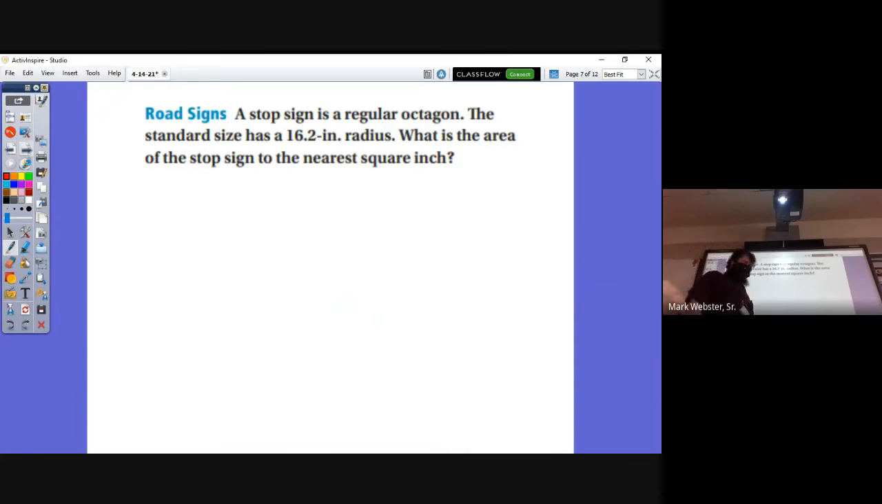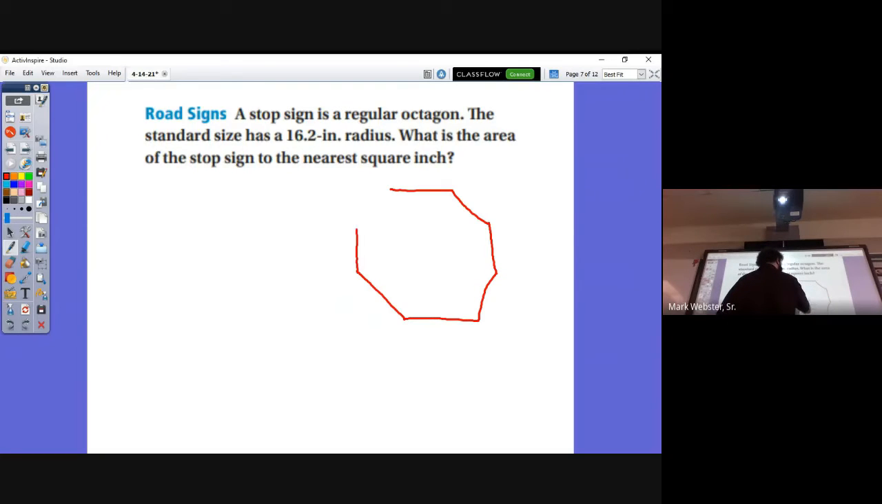So, talking about a stop sign. A regular octagon. And they measure the radius to be 16.2 inches. Well, okay. First of all, octagon. I apologize for my terrible drawing, but here we go.